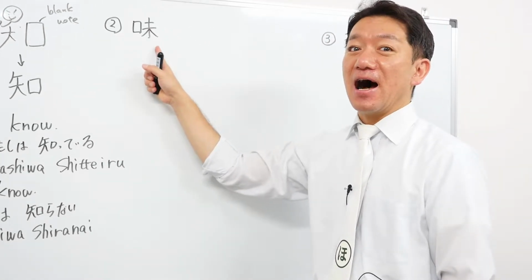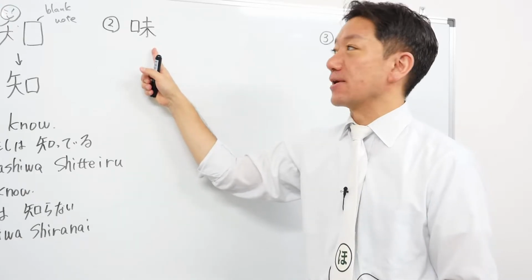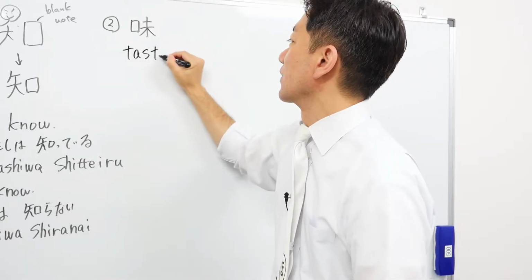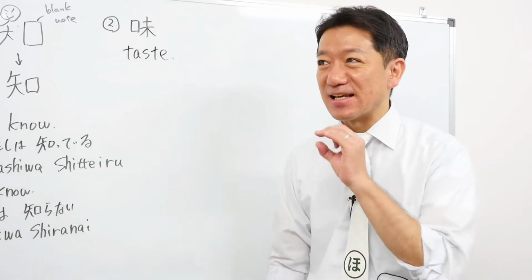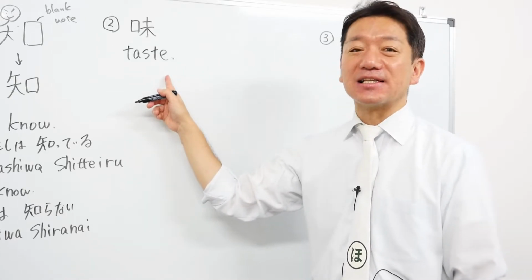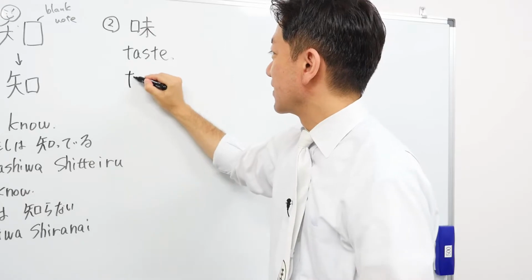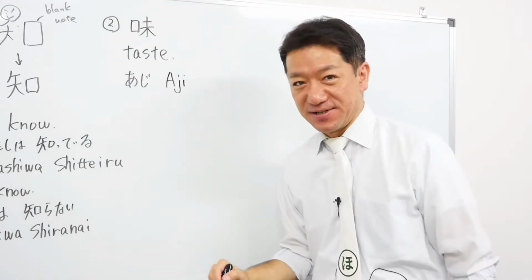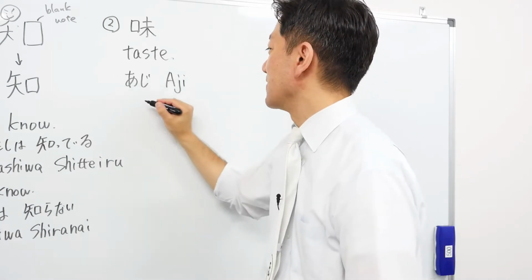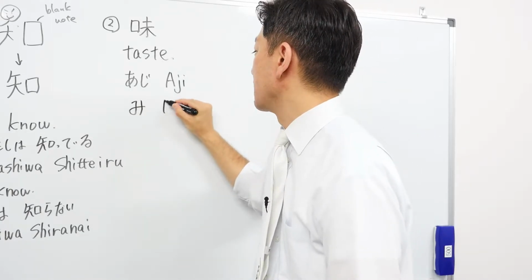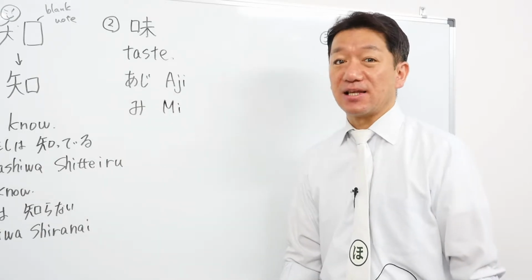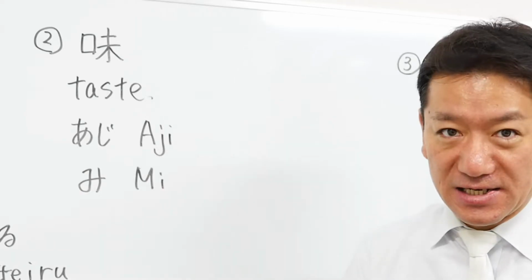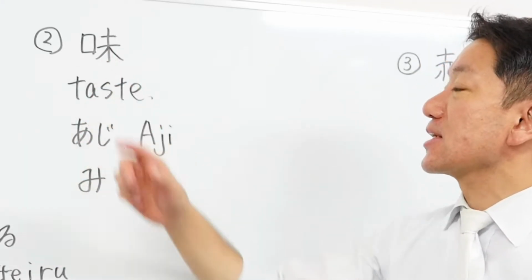This one, 味, or 味 in Japanese. The meaning of this kanji is taste in English. Taste, tasting something, like this tastes good. In Japanese, in hiragana form, and in Roman, aji is taste, and at the same time, mi also means taste. So again, aji is taste, or mi is taste. This kanji seems a little bit complicated, maybe.